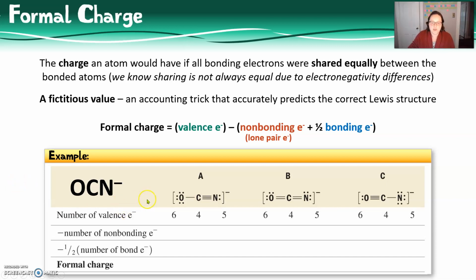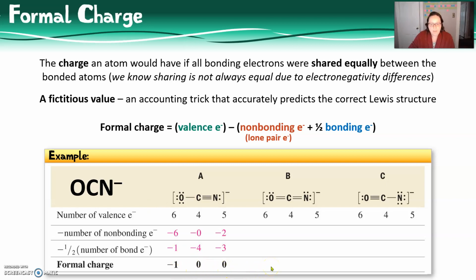Then, for the first structure, A, we subtract the lone pair electrons on each atom. So -6 for oxygen, 0 for carbon, and -2 for nitrogen. Then we subtract half the bonding electrons on each atom. So just 1 electron per bond for each atom. This gives -1 for oxygen, -4 for carbon, and -3 for nitrogen. Altogether, this gives the formal charge for each atom as -1 for oxygen, 0 for carbon, and 0 for nitrogen.